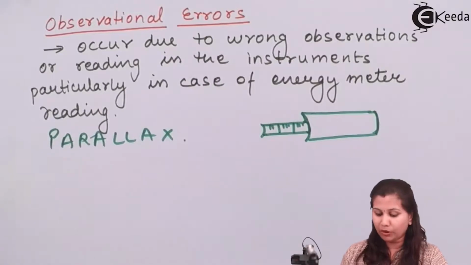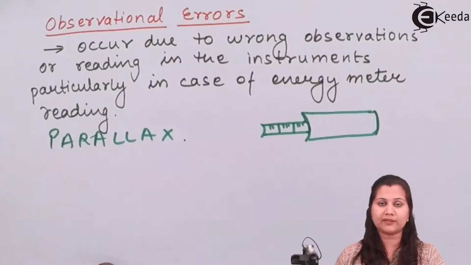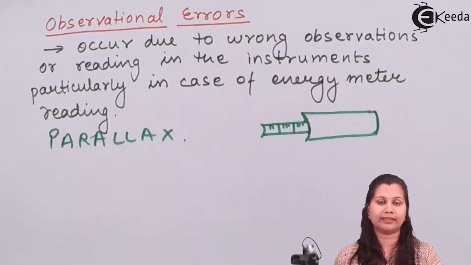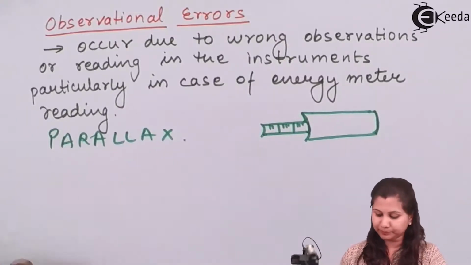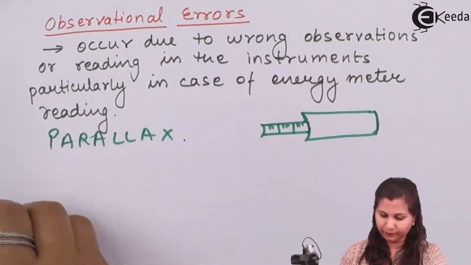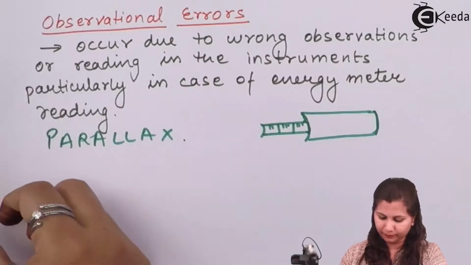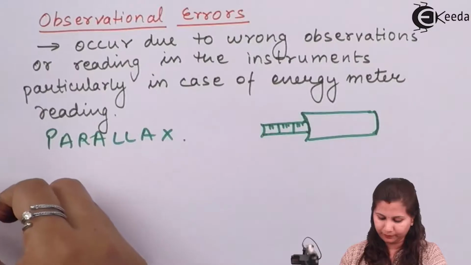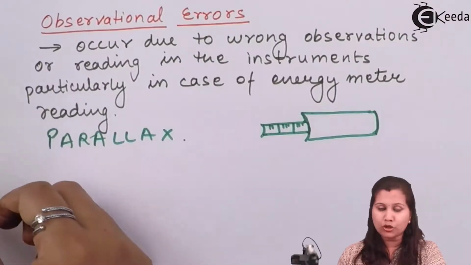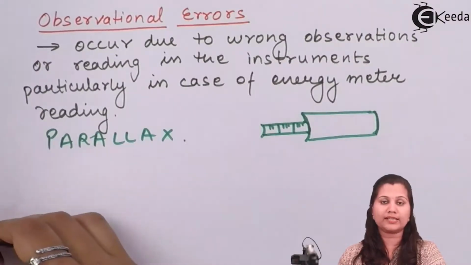So if we want to remove the observational errors, we have to be careful at the time of taking the readings from the instrument. So these are the three types of systematic errors, that is the instrumental, environmental, and observational errors. Next type of error is the random errors.